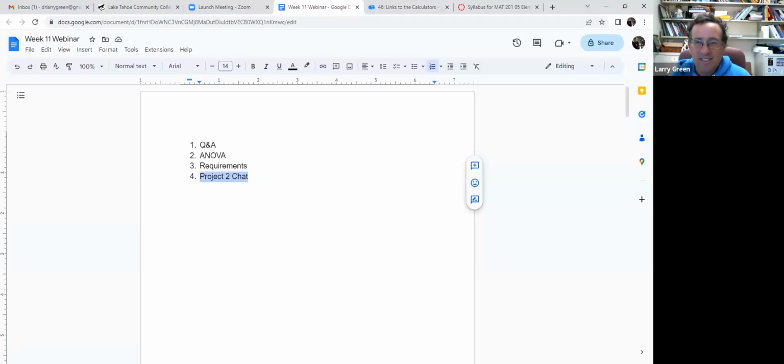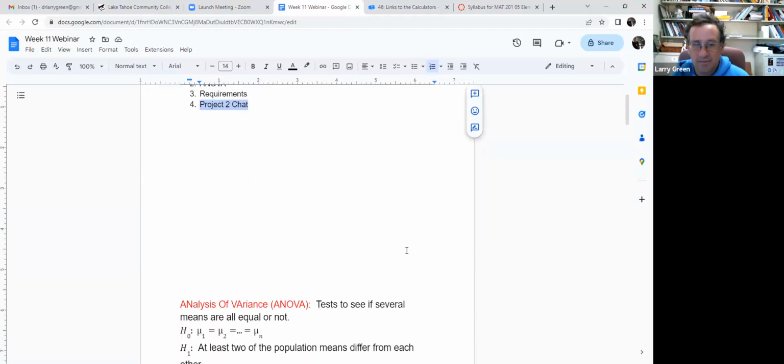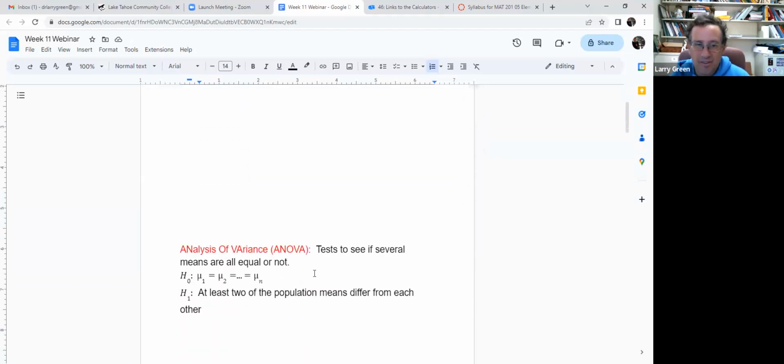Okay, so let's go to ANOVA. Here's what ANOVA is. ANOVA stands for analysis of variance, but it's kind of tricky in that you're not even going to know that it analyzes variance, because it really is going to test to see if several means are equal or not. It's not about variance. It turns out it uses variance, but we're not even going to understand that because that happens in the calculator, which I programmed for you. That's analysis of variance, also called ANOVA.